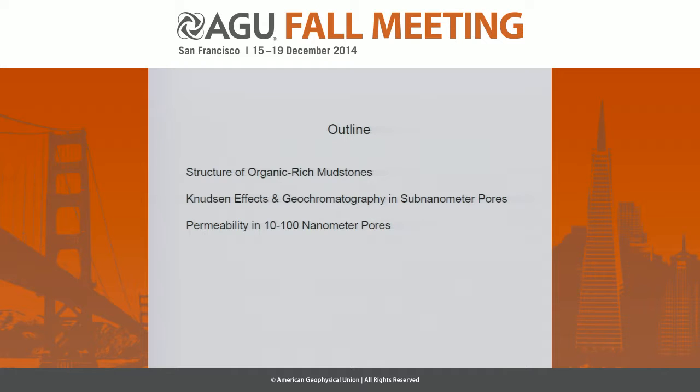This is an outline of the very brief talk today in three parts. First, I'm going to be talking a little bit about the structure of organic rich mudstones, and particularly their porosity structure. The second part will be on Knudsen effects and geochromatography in the sub-nanometer pore population. And finally, I'm going to talk about the permeability inherent in the larger 10 to 100 nanometer pore space population.